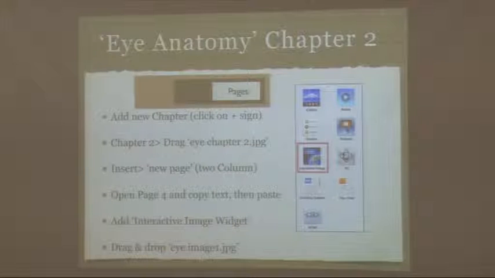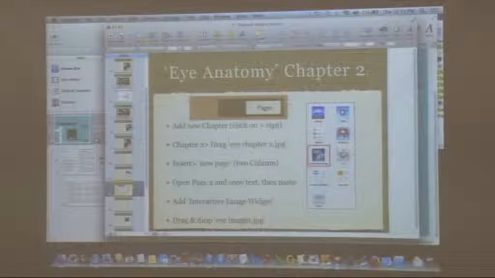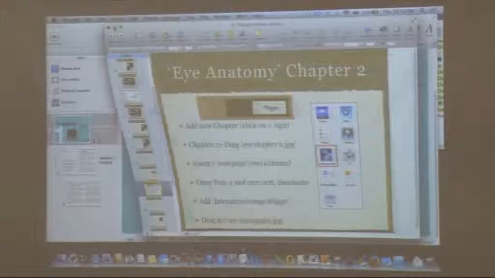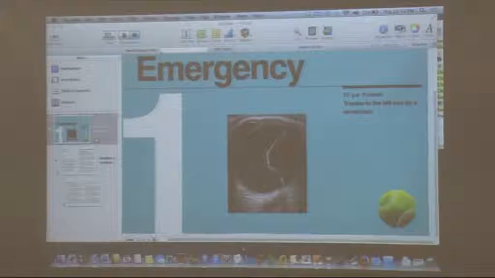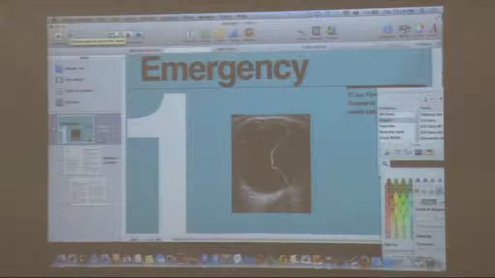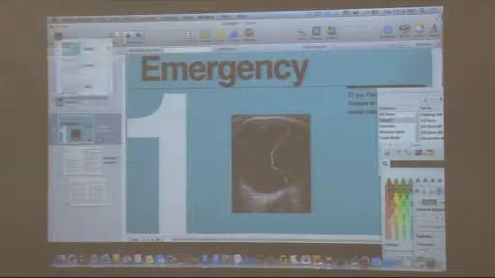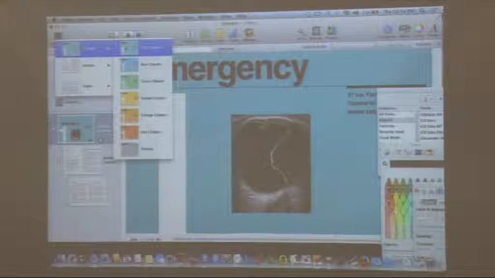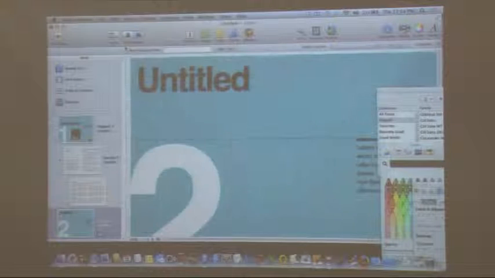So I'll jump out of this. We're going to drag in an image called Chapter 2, which would be our chapter cover. So to create a new chapter, look for the plus symbol. Plus means to add. And then select chapter. And it creates a new chapter and numbers it for you.